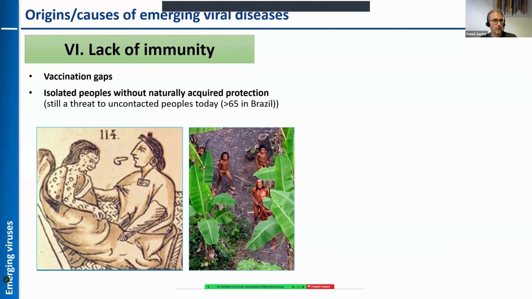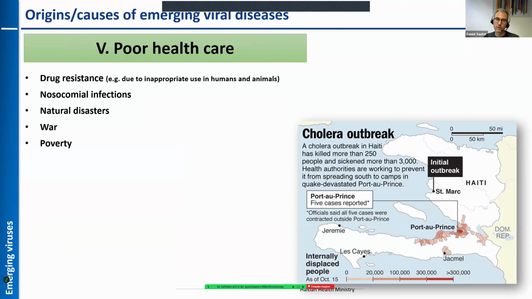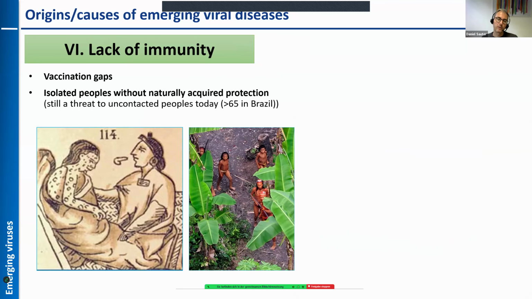Another important determinant that is closely related to poor healthcare would be lack of immunity. And lack of immunity can refer to two different things. It can be the lack of vaccinations, so that in certain areas people are not vaccinated properly and do not have a good protection against, let's say, poliovirus, for example. But it can also refer to lack of natural immunity.